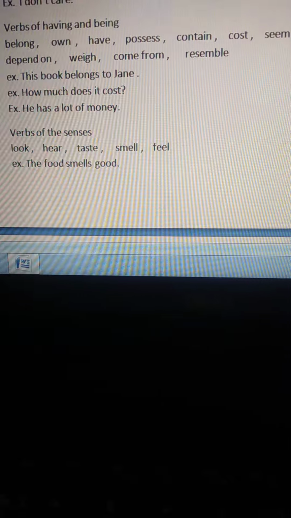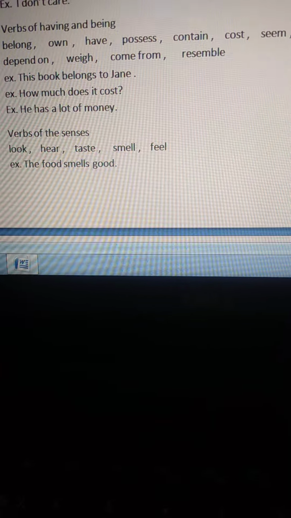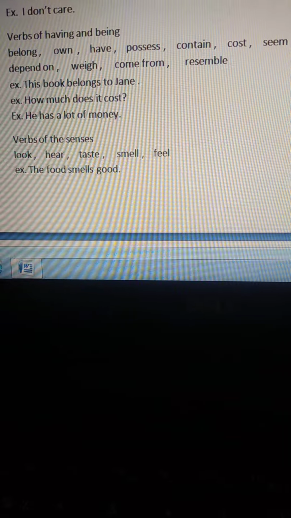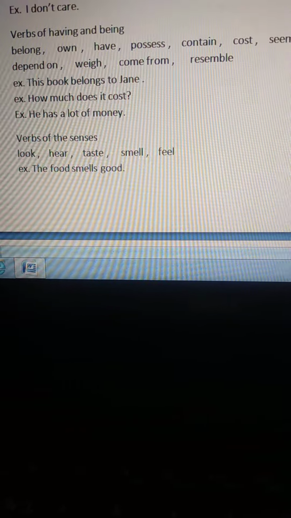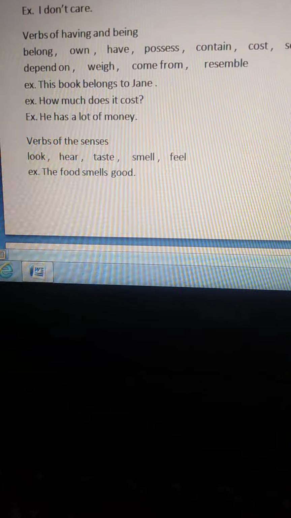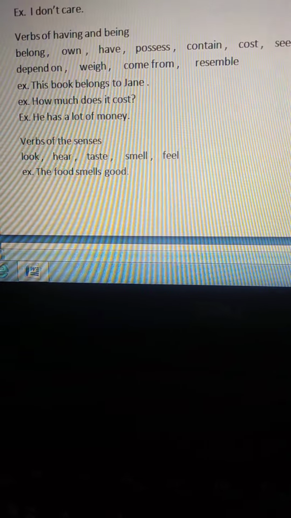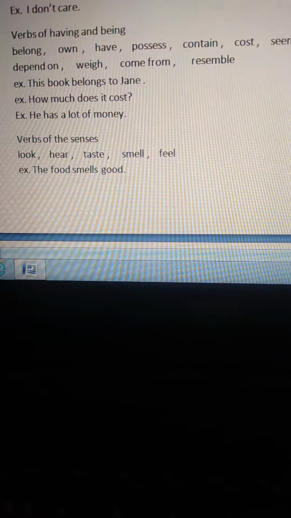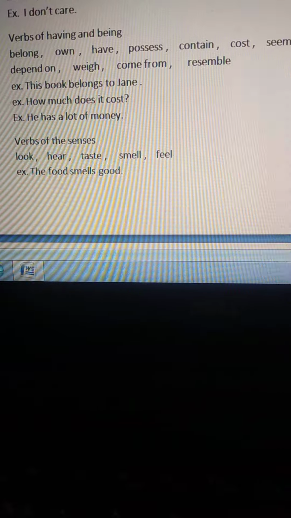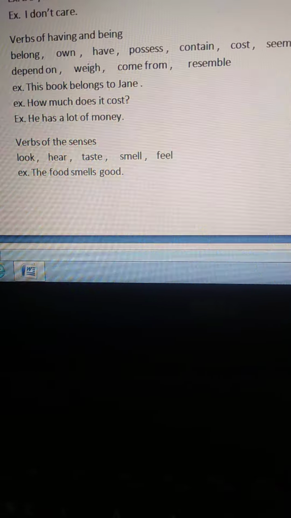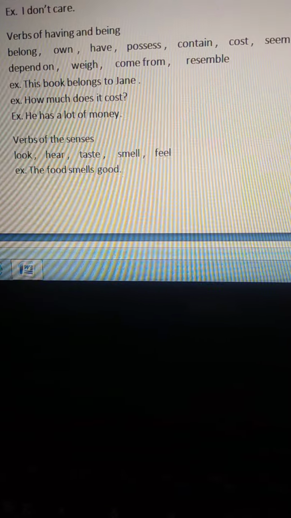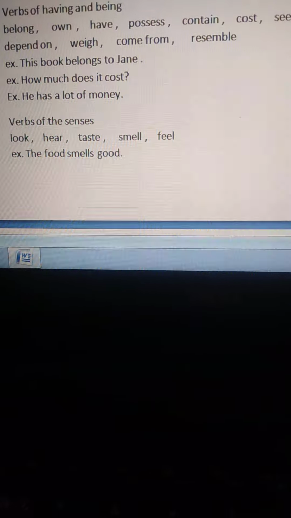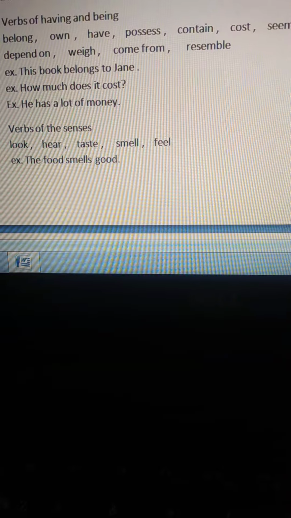The first sentence: This book belongs to Jane. The second sentence: How much does it cost? Repeat. How much does it cost? The third sentence: He has a lot of money.